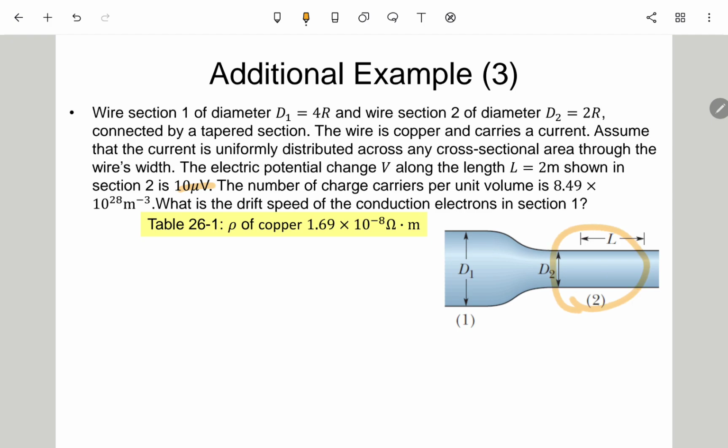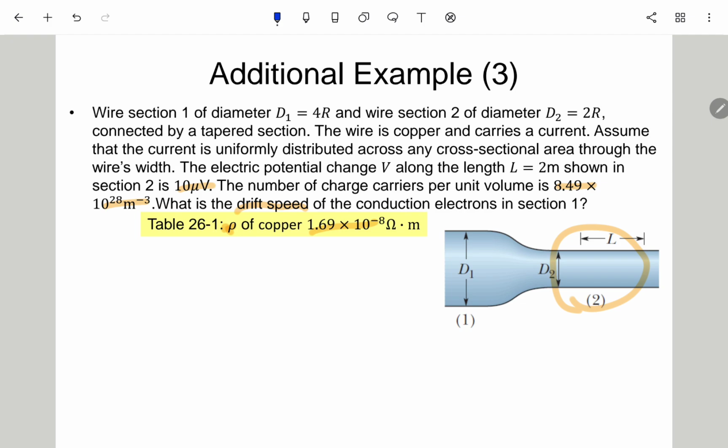The number of charge carriers per unit volume is 8.49 times 10 to the 28 per meter cubed. So what is the drift speed of the conduction electrons in section 1? And then we know the rho for the copper is this value.